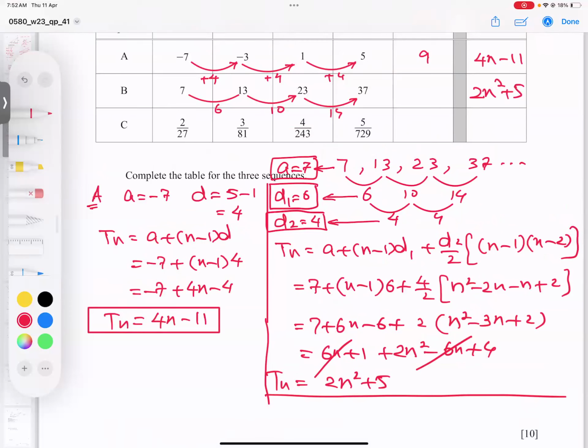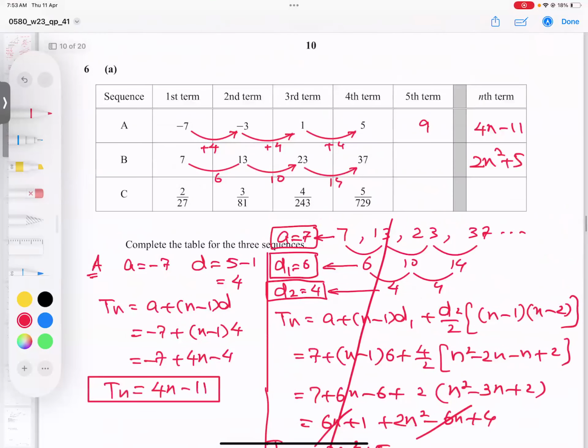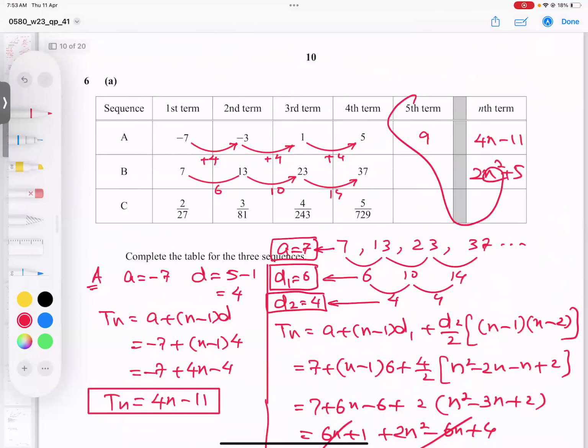We can do another technique as well, but it's a little complicated due to this 2. If this 2 is not there, we can do it easily. Now, how to get this fifth term? Put 5 in the place here: 2 times 5 squared. 5 squared is 25, and 25 times 2 gives you 50, plus 5 is 55. So I believe this is nothing hard to get.